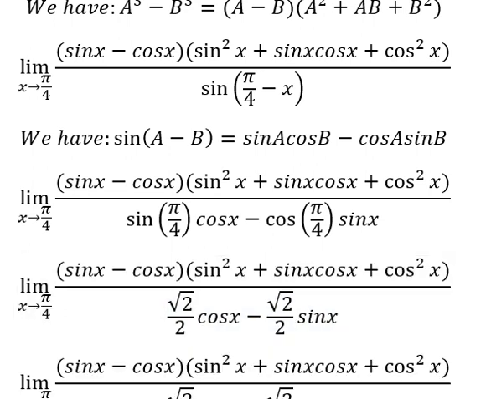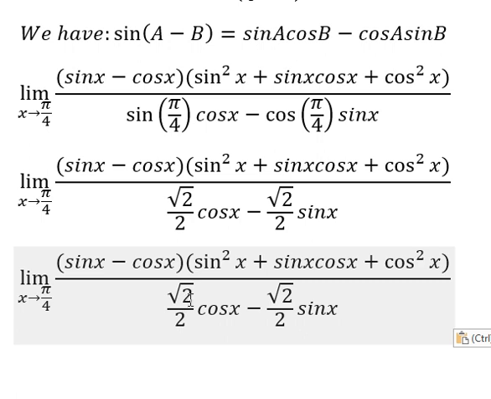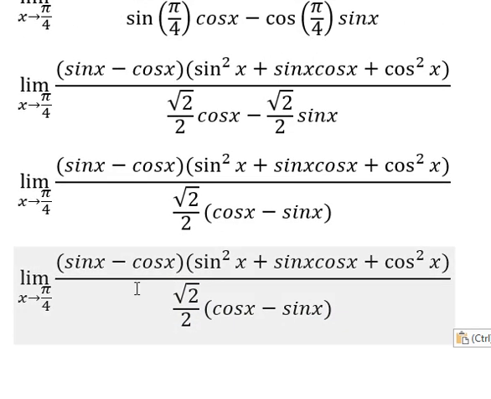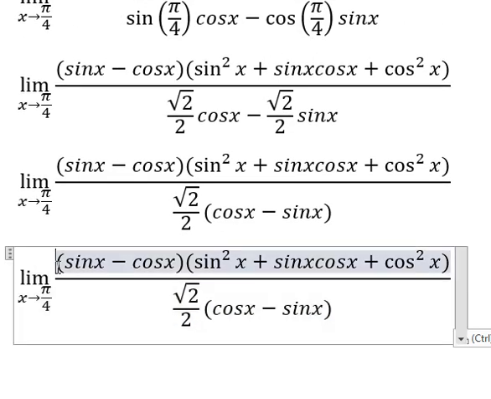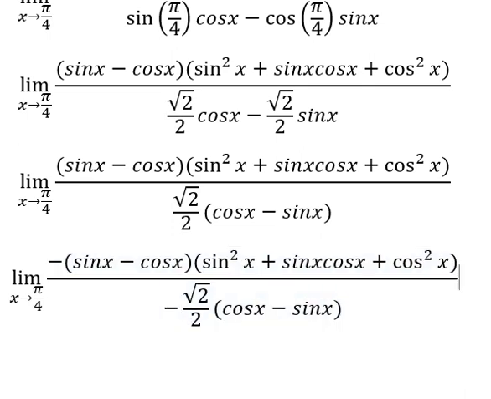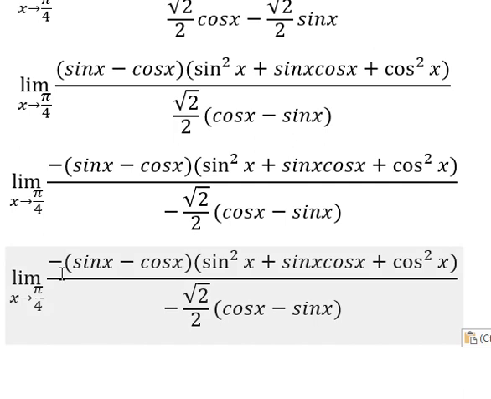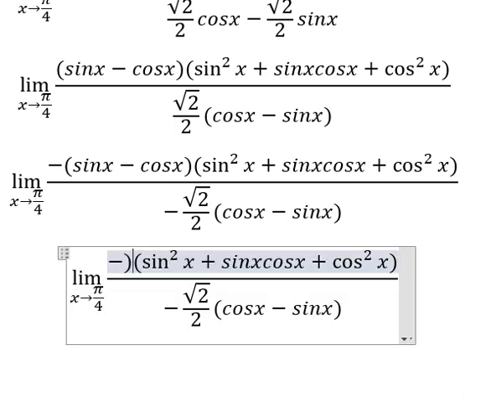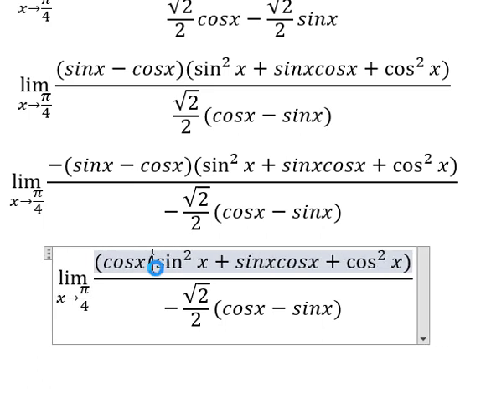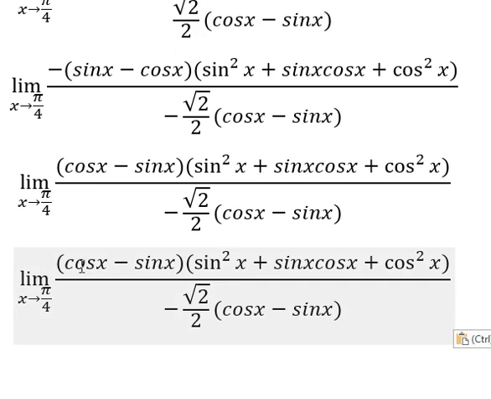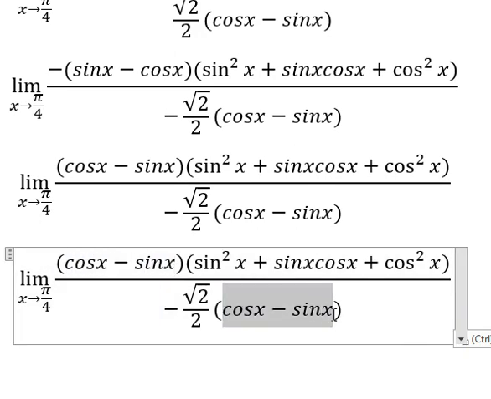Now we can do about factorization. Next, we will put about the negative on numerator and the denominator in here. So the negative will change the sign of this one, and that is about cosine x minus sine x. Next, we need to simplify this one over this one.